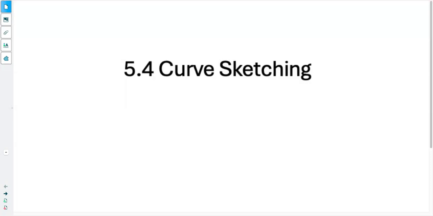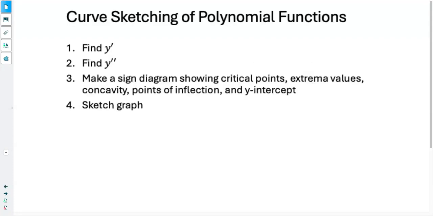Hi, today we are looking at curve sketching using what we've learned so far. With curve sketching of polynomial functions, we first want to find our first derivative, then we will find our second derivative. With each of those, we'll find critical points and points of inflection. We're then going to combine our line graphs that we did for both critical functions and points of inflection into a single diagram that shows our critical points, extreme values, concavity, and points of inflection. We'll then use those to sketch our graph.